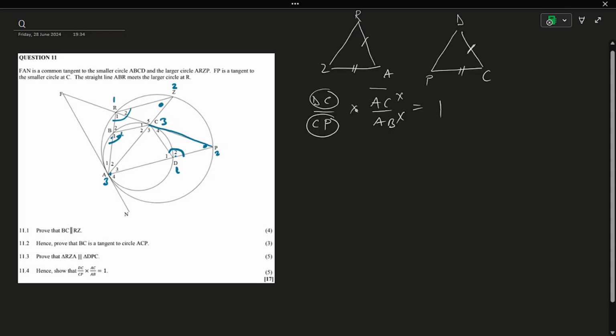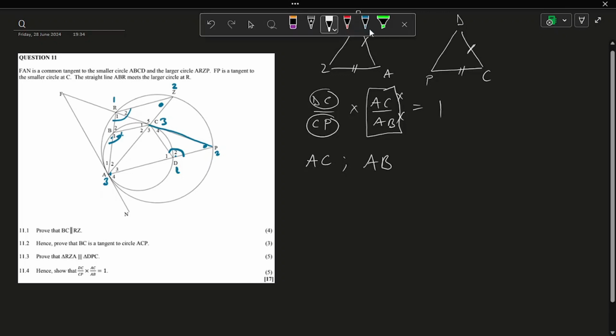This is where I said we will try to prove similarity on another triangle, because we don't know where to get AC and AB. And we also do not need to use RA and AZ, because it's not needed in this question. So now we need a triangle that has both AC and AB. And when we look at our diagram, we see that a triangle that has both AB and AC is triangle ABC. So let me remove these blue lines. A triangle that has both AC and AB is triangle ABC.